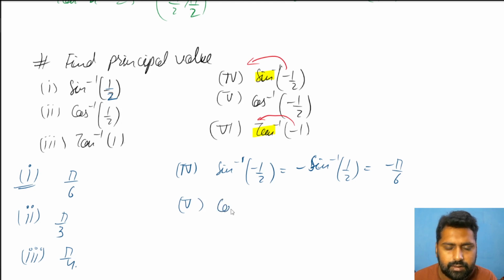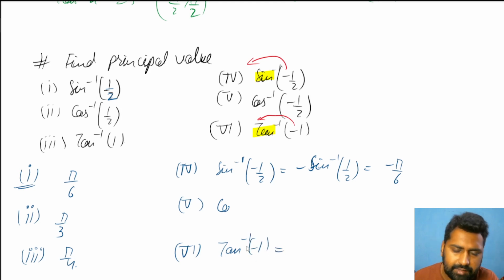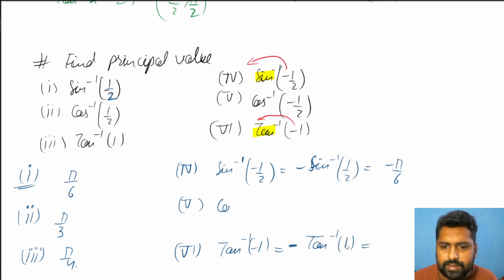Next, same thing. Let's solve tan first. Tan inverse minus 1. You can take negative outside in tan inverse also. Minus tan inverse 1. Now what is tan inverse 1? Pi by 4. So minus pi by 4 it will become.